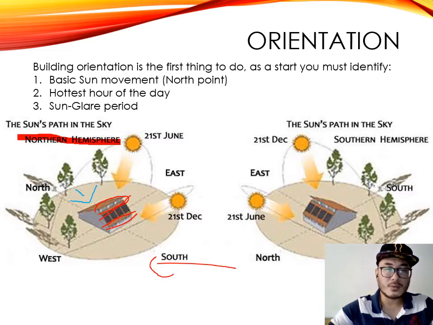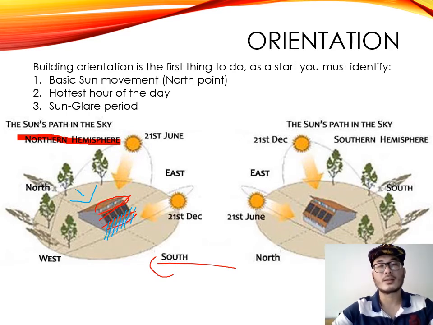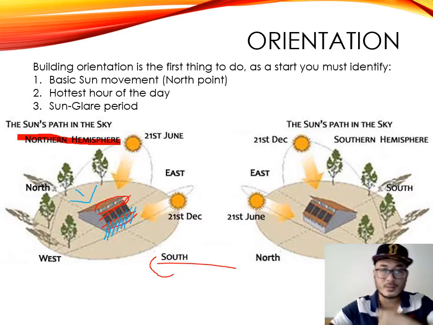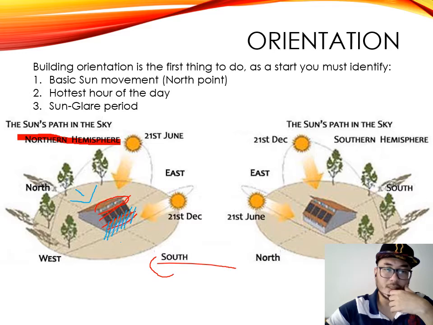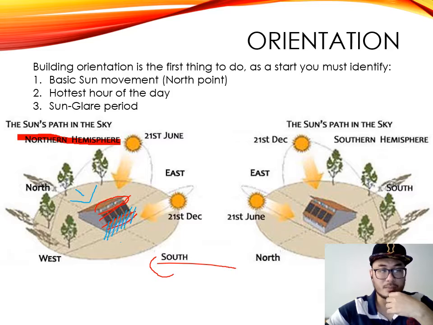You also have to know the sun glare period, where you need to shade your building properly when the sun is very low and gives you glare. So positioning your shading device on the south is quite important. Where you want to put it, you must study the sun path for each place you are designing. Okay, what about the next one?